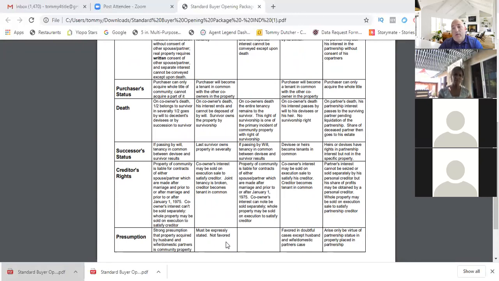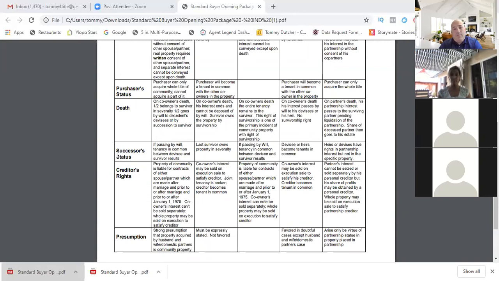Purchasers can only acquire the whole title. So again, the partnership acquires title as a whole, not as a percentage. So when you have a partnership and Betsy wants to be part of that purchase on that title, if she's not part of the partnership, she can't have title rights to that title. It's held in the partnership rights. She would have to be part of that partnership. Okay. You have the rights in partnership interests, but not in the specific property.